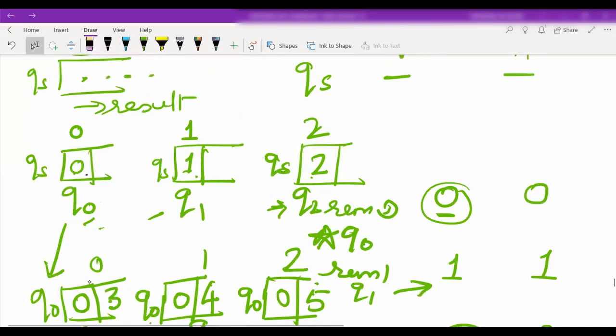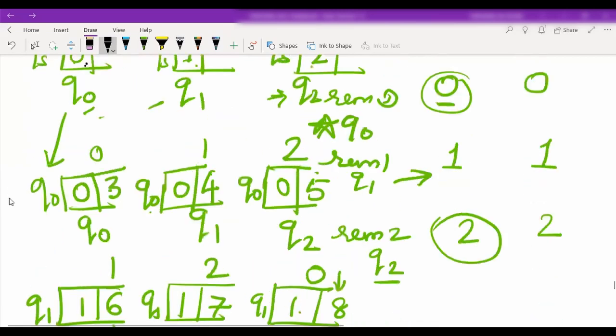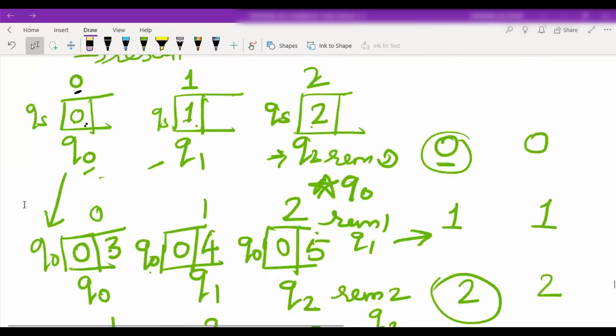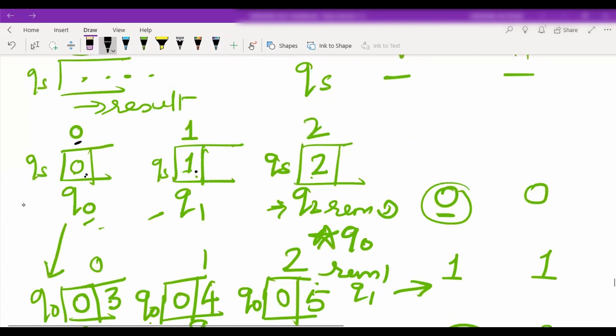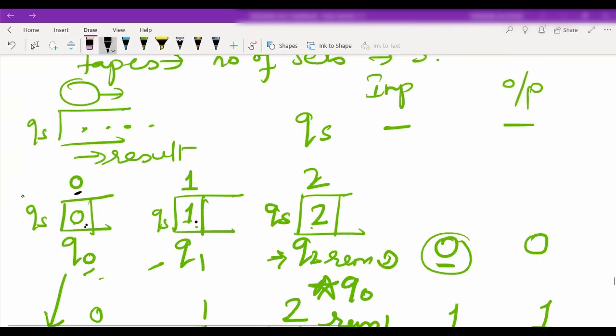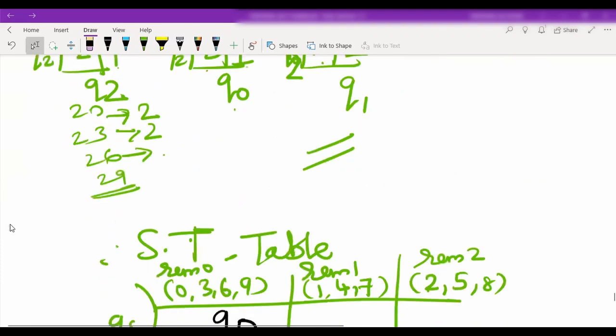So QS on 0369 is the initial state. Here we can consider 0, or we can consider 3, or we can consider 6, or we can consider 9. In any case, we are going to have the remainder 0 and we'll go to the Q0 state. So that's why we are going to write the Q0 state here. Now QS with the first element being either 1, 4 or 7, always results in remainder 1 and they will go to the Q1 state. So that's why it will go to the Q1 state.